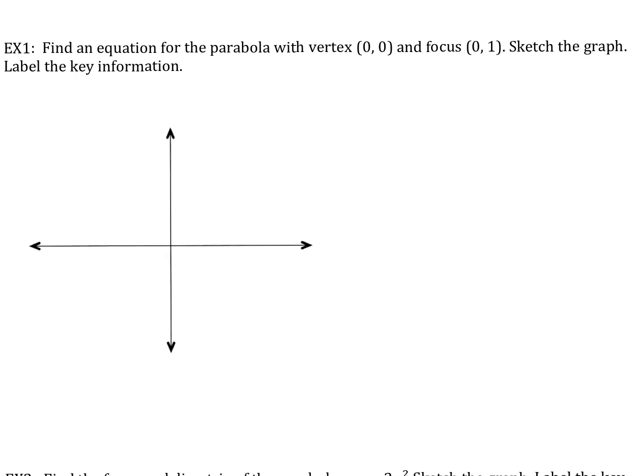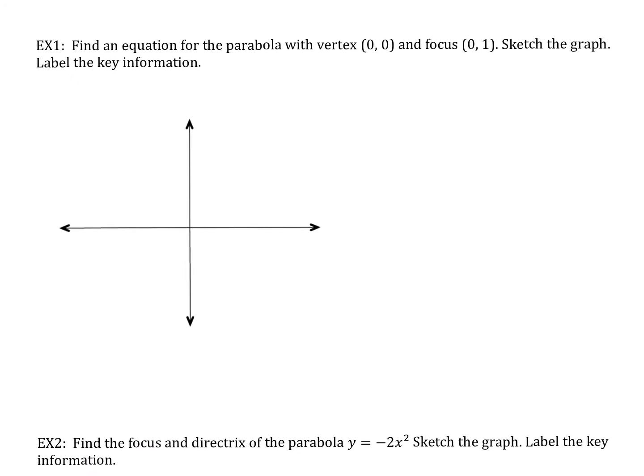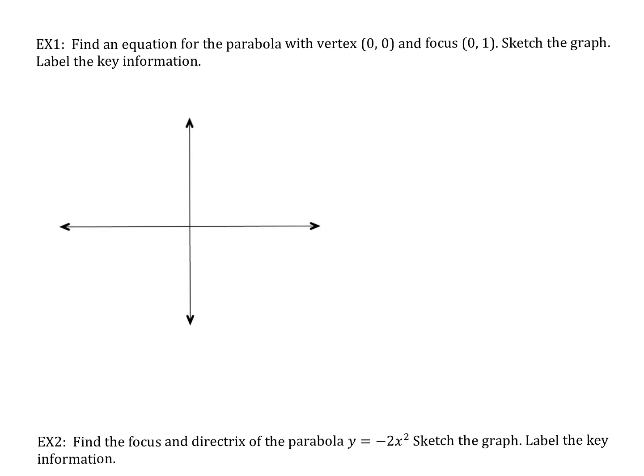Example 1. Find an equation for the parabola with a vertex at 0, 0 and a focus of 0, 1. Sketch the graph and label the key information. Alrighty, so what are we given here? We're given 2 pieces of information, and as usual, what you are given, you should be able to find the answer based on what you're given. What are we given? Well, we are given the vertex at 0, 0, and it has a focus of 0, 1.